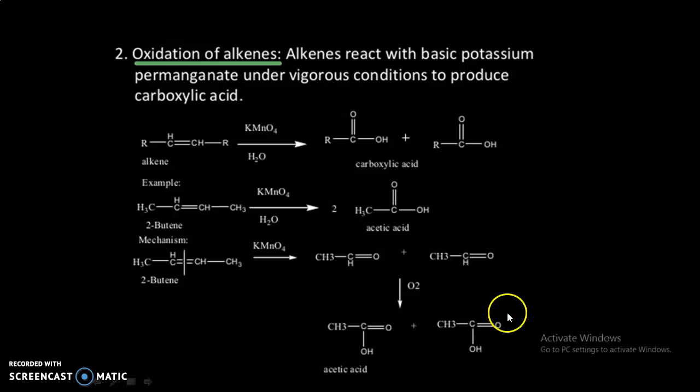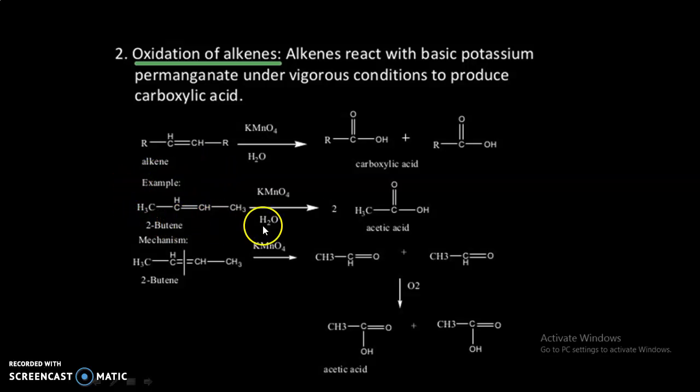Second one is the oxidation of alkenes. Alkenes react with basic potassium permanganate under vigorous conditions to produce carboxylic acid. See the reaction. The alkene is RCH double bond CHR, a symmetrical alkene. With potassium permanganate and water, it gives carboxylic acids.